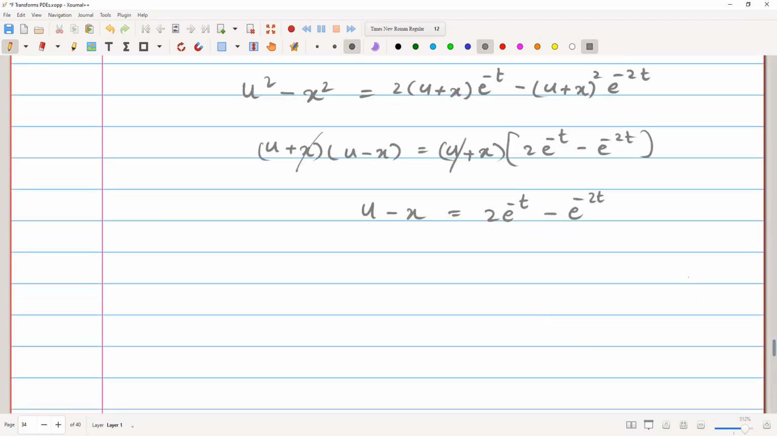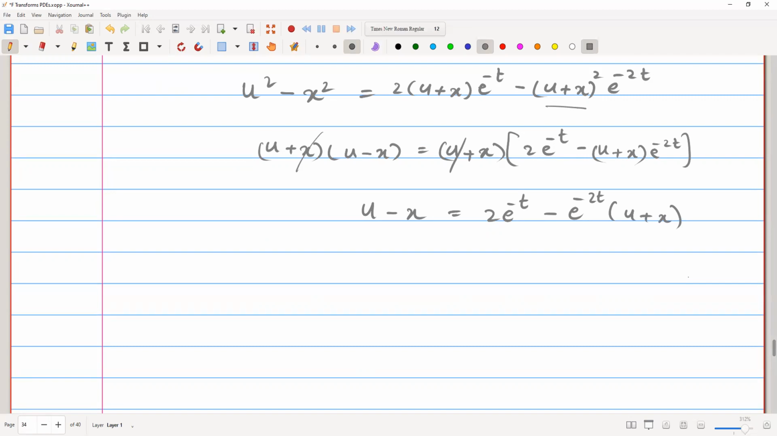And furthermore, if we want to simplify this function, one thing I missed here is that u plus x is still here, because it was u plus x squared here, so u plus x is still here with e to the power negative 2t.